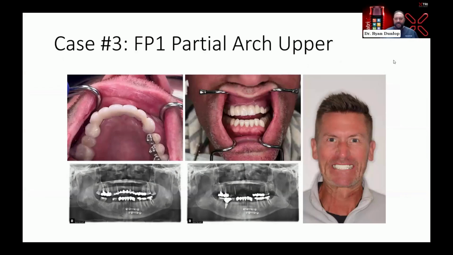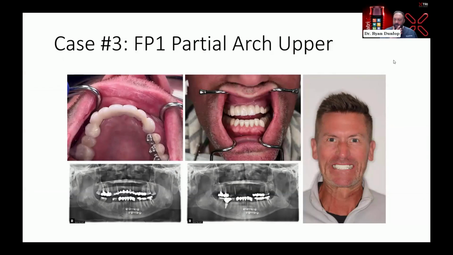Okay, this is the third case I'm going to talk about. This is again my buddy Luke. He's a good friend of mine, and this is his situation. You can see on the bottom left here, he's had a ton of dental work. He's had a complete reconstruction already, and I've been working on him for a couple of years.